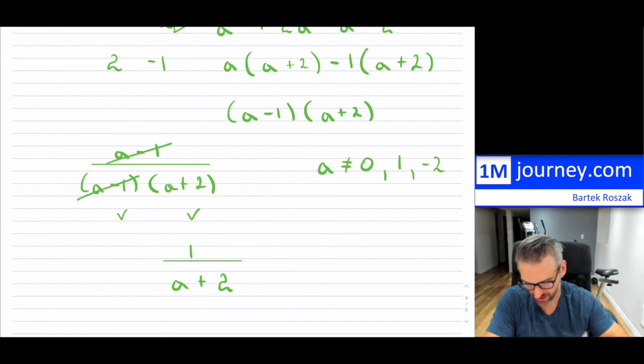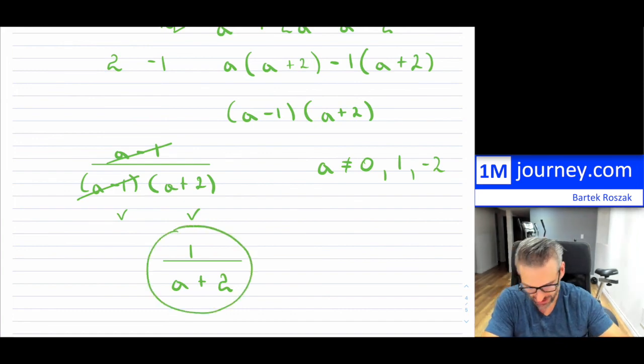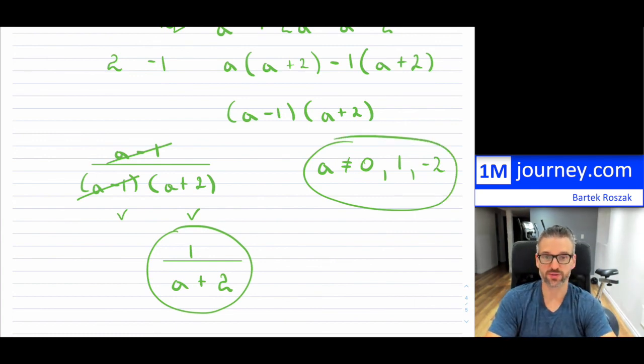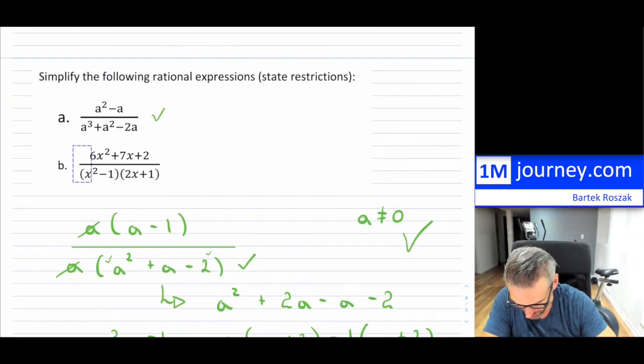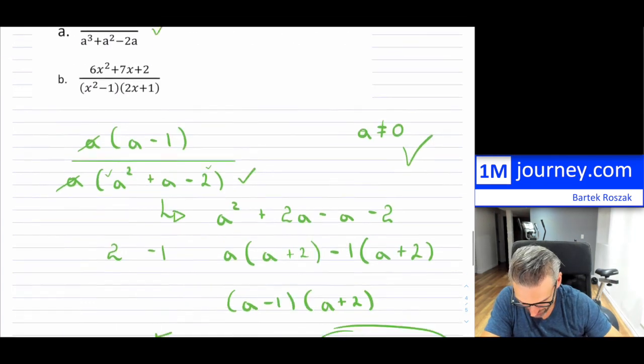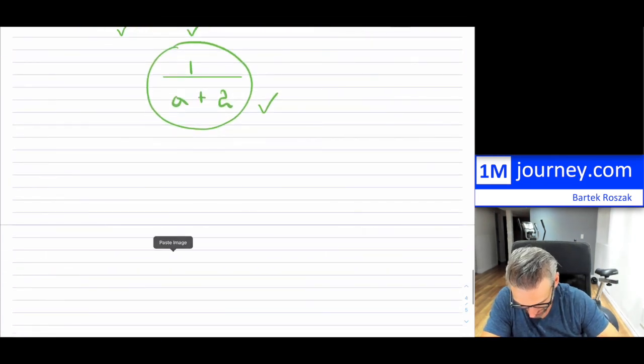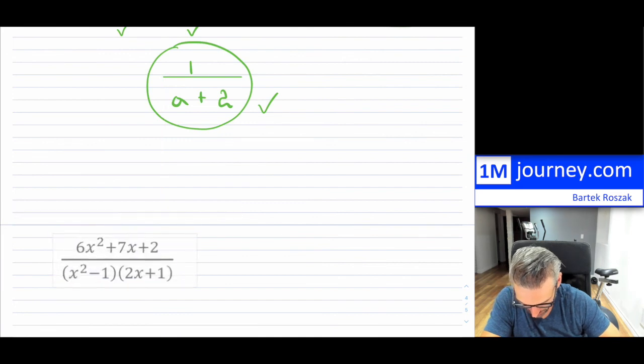Okay, so that's pretty simplified, and then here are your restrictions. Those ones we have to be aware of. Now, if you simplified the whole thing, then you might think that the only restriction was just a cannot be equal to negative 2. So be careful. The restrictions always apply before you start to cancel. That's part A. Now, part B, this one looks more complicated, but we'll see, maybe it's not. This is part B. So we have a quadratic on top.